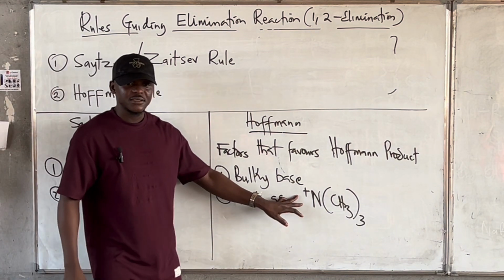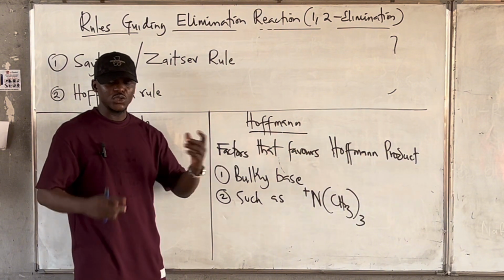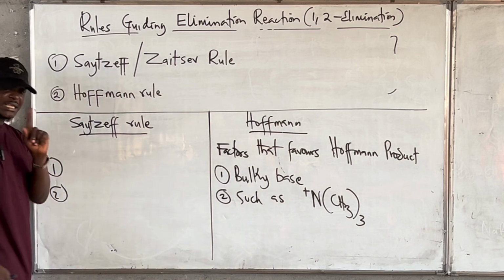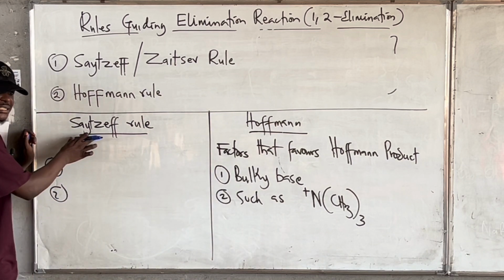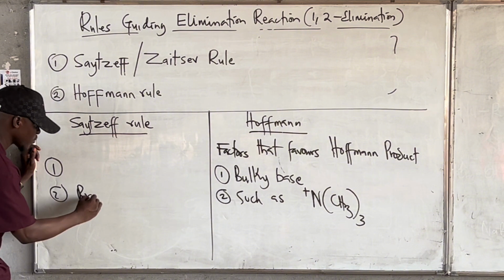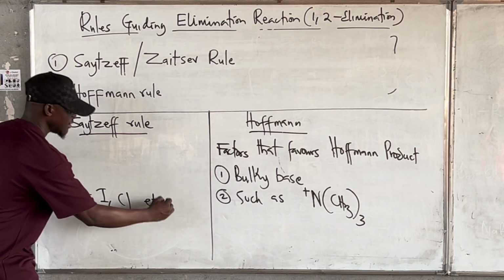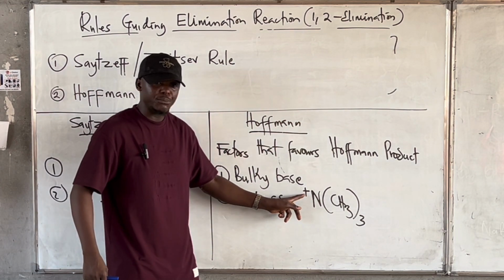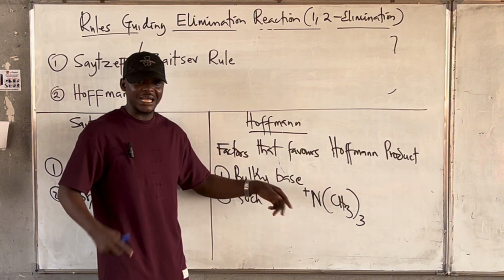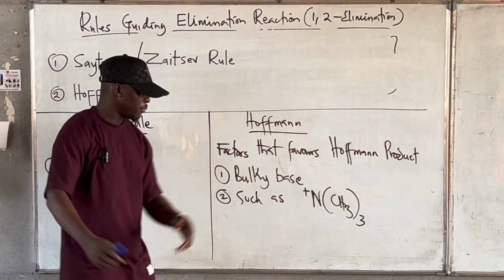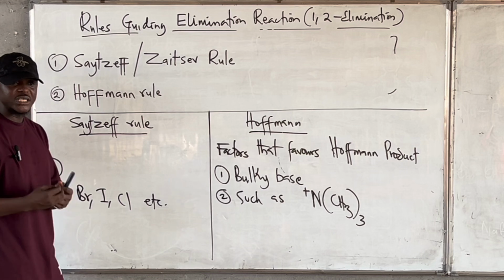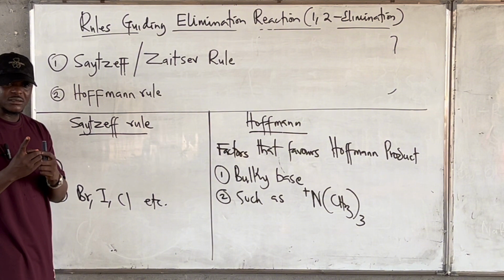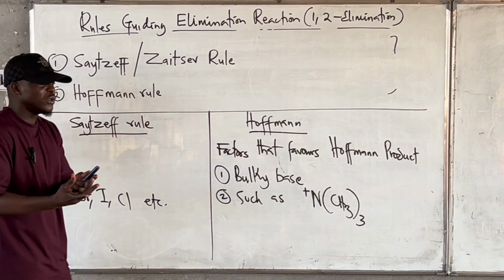Number two, the leaving group in Hofmann is always charged and large, right? An example is this. Whereas the leaving group that favors Saytzeff is mostly halogens: bromine, iodine, chlorine, etc. Because for Hofmann, the leaving group has to be charged. That means it either has a positive charge or what? A negative charge. Not just that, it's going to be large, right? But in the case of Saytzeff, the leaving group is always the normal halogens. Anytime you see halogens and they did not make mention of Hofmann, you go with Saytzeff.